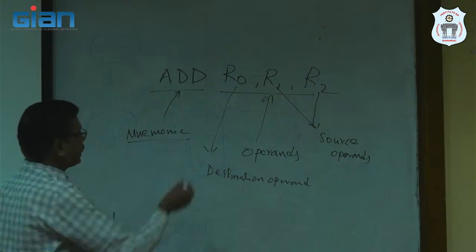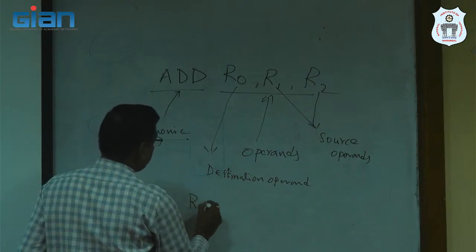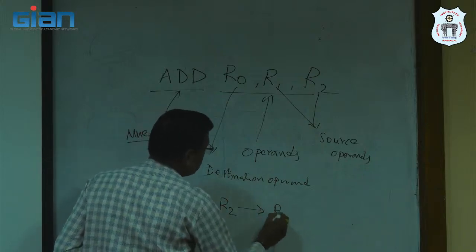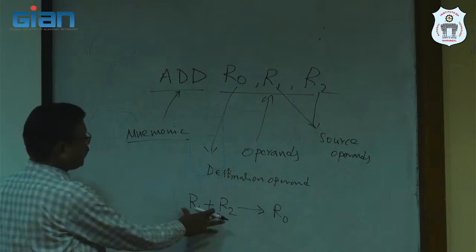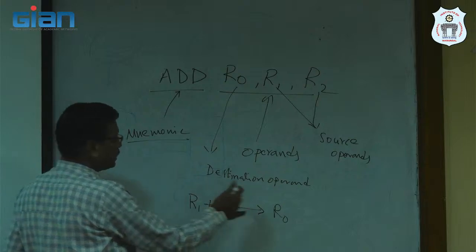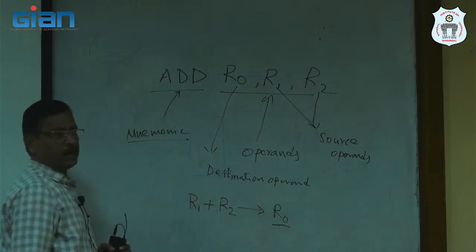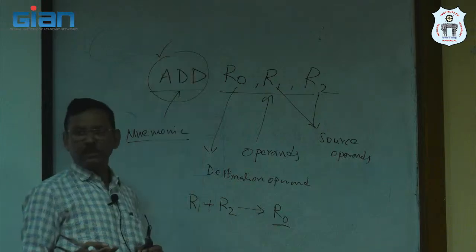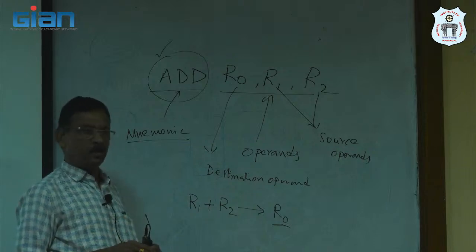So how is it going to work here? R1 plus R2, and the result is stored in R0. That's why these 2 are source operands. The R1 content and R2 content are added, and the result is stored in R0. 3 operands are required. To execute this add instruction, how many registers do we require? 3 registers. That means we have to read 2 registers, and this is the destination register that is going to be written. We have to read 2 registers and write 1 register.